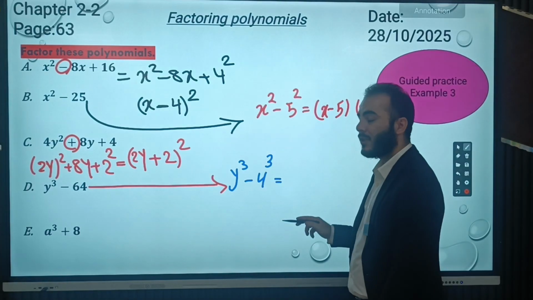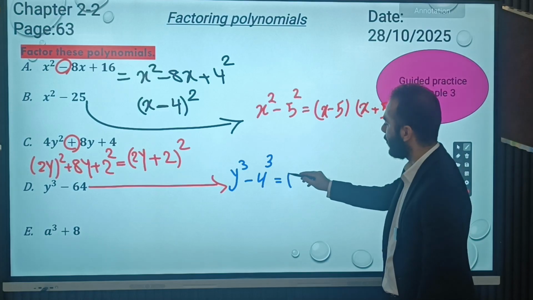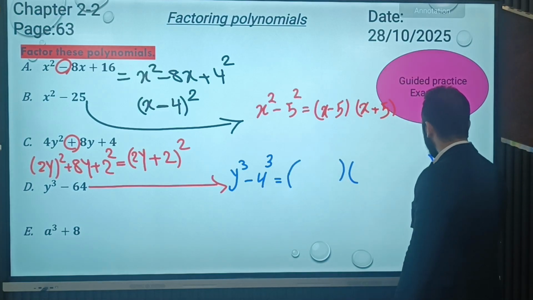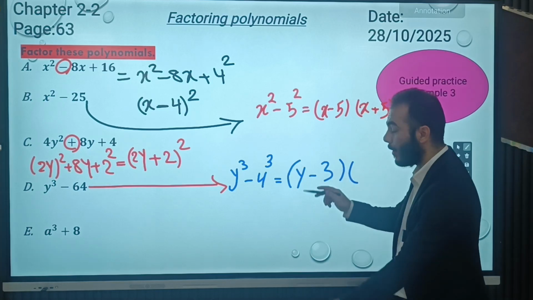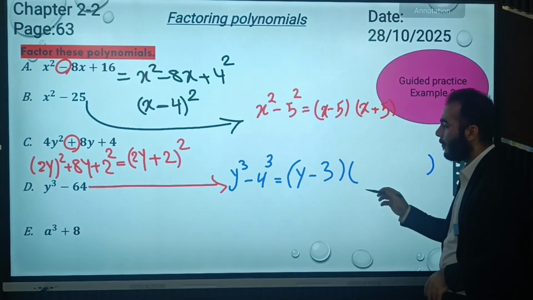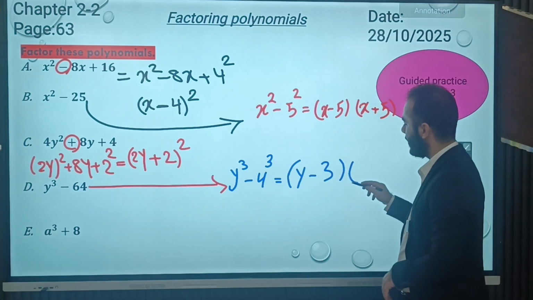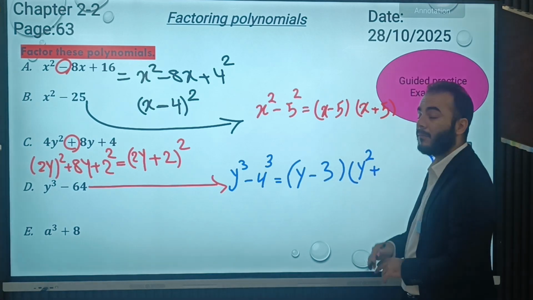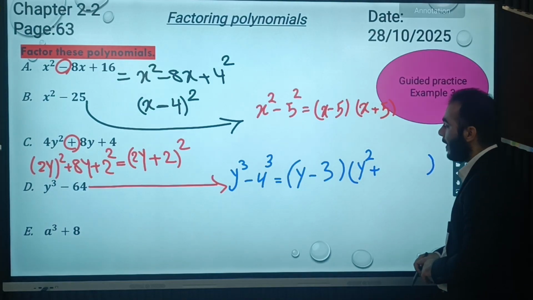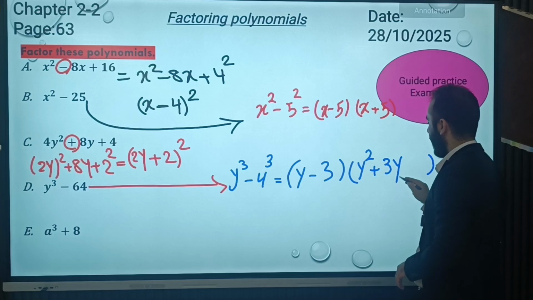In that case, what was the method? We said that we are going to open 2 brackets, one small, one big. In the smaller one, we will write the basis without the exponent, y minus 3, and in the bigger one, we are going to work on this one. So the first term squared, y squared, there is minus here, so it's going to become plus here in the bigger one. Then multiply these 2 terms, 3 times y, 3y, and then finally 3 squared is equal to 9.